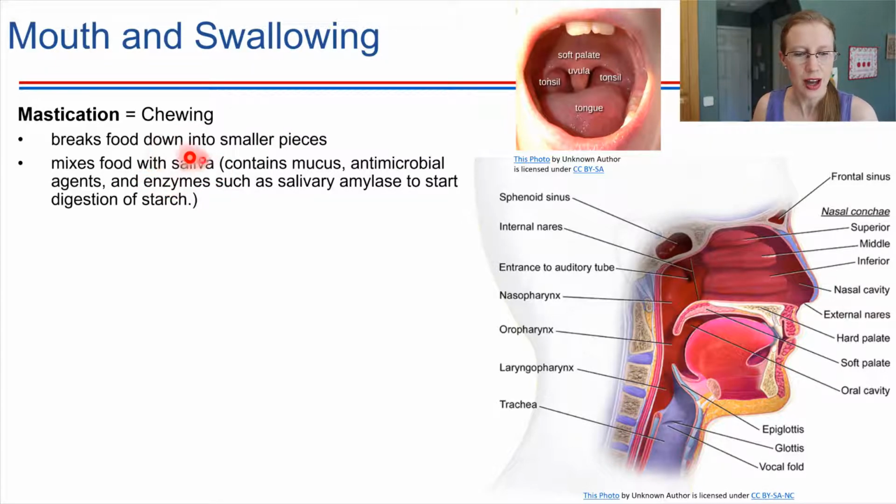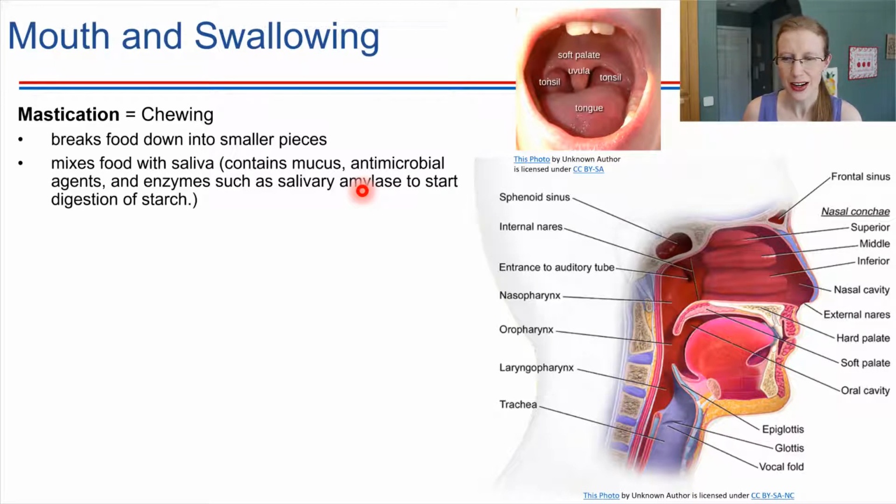So saliva, what does saliva contain? It does contain mucus, which is very important for helping the food to be able to slide along through the tract. Saliva also has antimicrobial agents, so the first line of defense against pathogens that might be in that food that you're chewing up is right there in the saliva. There are also enzymes such as salivary amylase, and this again begins the digestion of starch. Digestion of starch will finish later on in the small intestine, but it gets a start right here in the mouth.